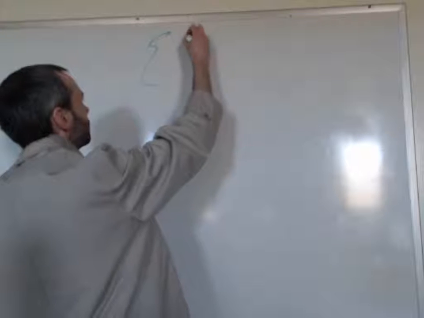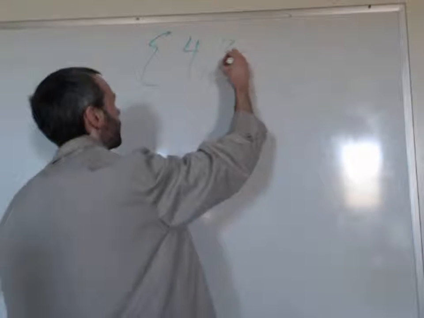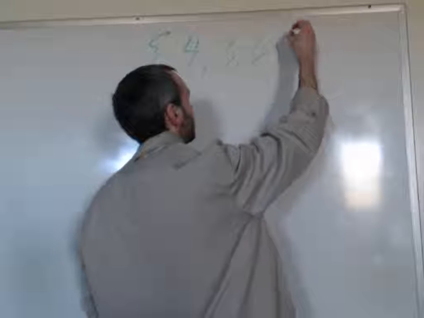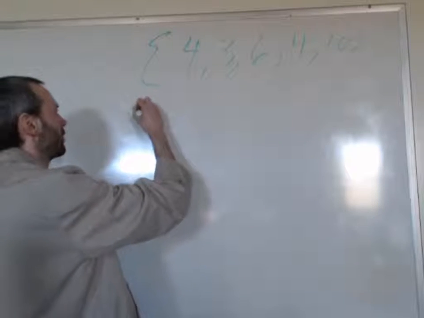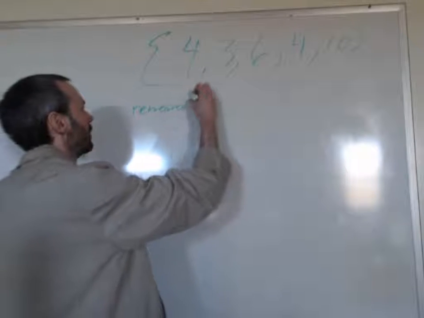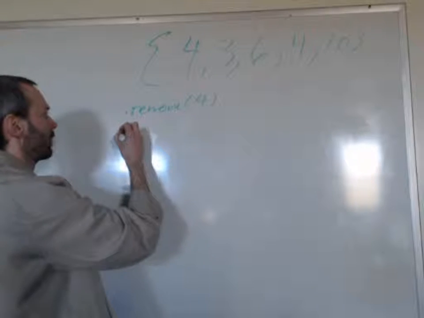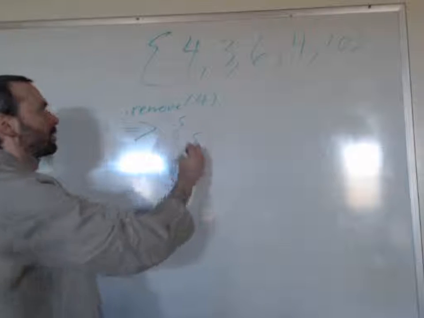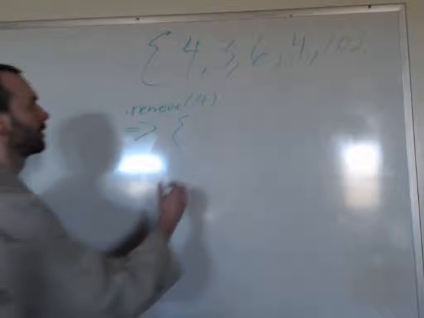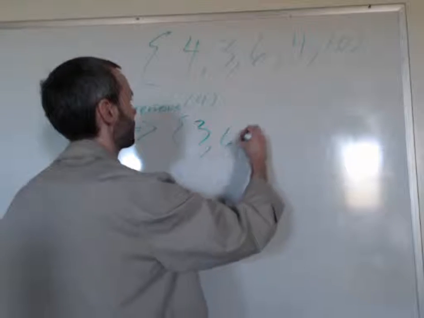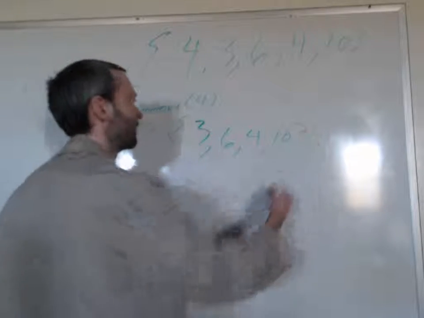Okay, so if you had a list of 4, 3, 6, 4, 10, and you call .remove of 4, what would be your new list? Would it be 3, 6, 4, 10 because it only removes the first? Right. 3, 6, 4, 10.